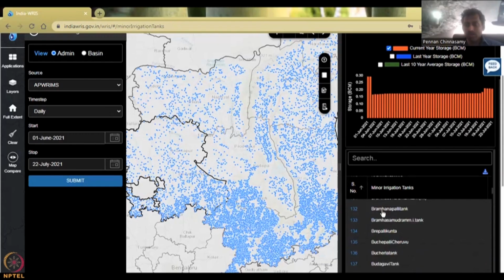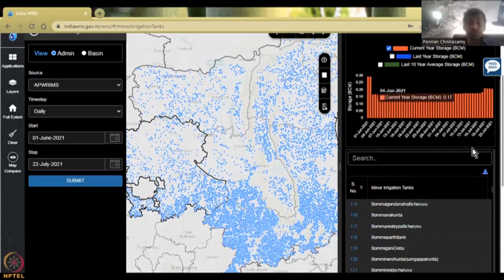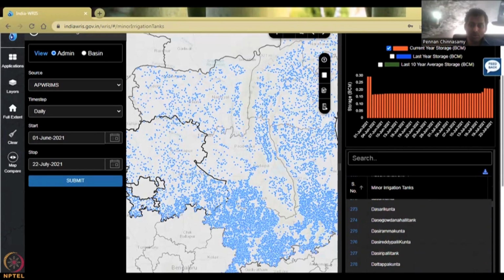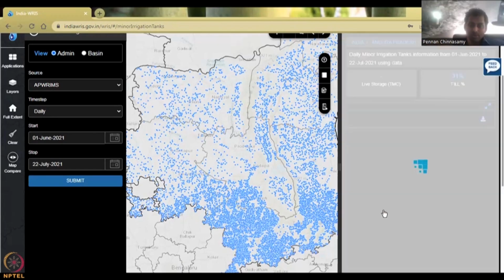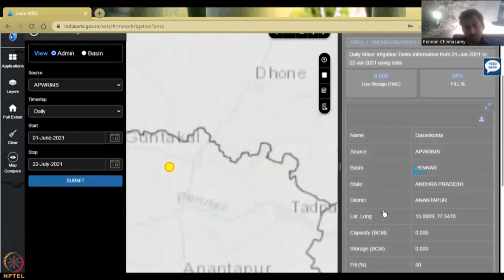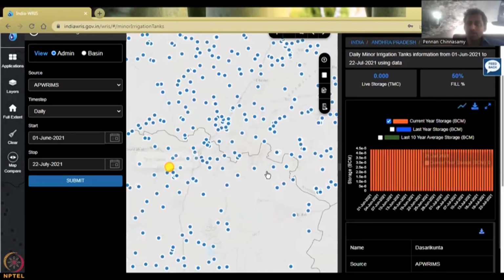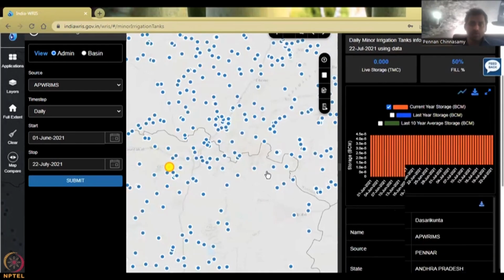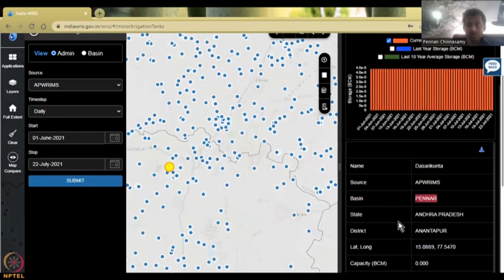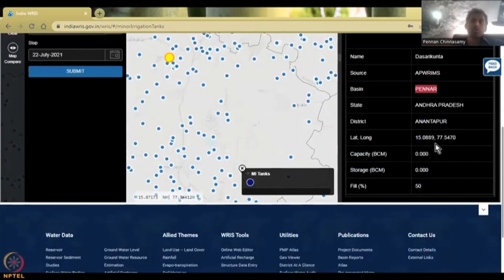You can click on one tank and then see the values of these individual tanks. Right now, what you see is the district tank values, and then you can also download this data for viewing later. See, you have here the data for this tank. The data includes Sari Kunta, which is the name of the tank, where it flows. It flows in the Pennar River, Andhra Pradesh, Anantapur district. The location lat long of the minor irrigation tank. The capacity storage is 00. This could be an error because the 50% fill is there.